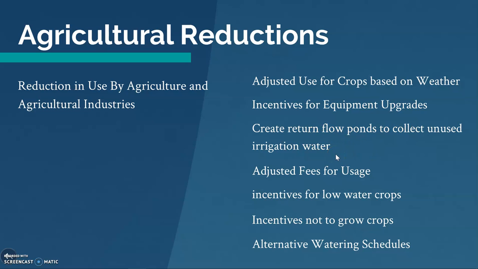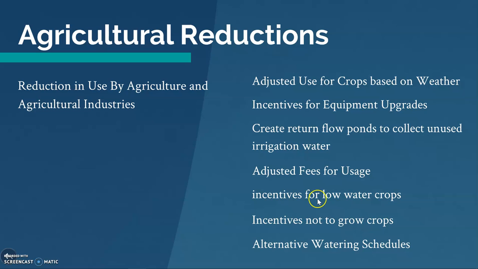One of the reasons the aquifer doesn't replenish quite as fast as it used to is because a lot of these little collection ponds have been filled in and turned into farm fields, and those ponds aren't collecting water and then allowing that water down into the aquifer. Again, adjusted fees for usage, overusage by farmers, that can be implemented.